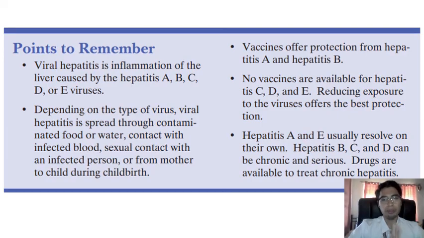Now, points to remember. Viral hepatitis is inflammation of the liver caused by the hepatitis A, B, C, D, or E viruses. Depending on the type of virus, viral hepatitis is spread through contaminated food or water, which is the A or E, contact with infected blood, which is the B, C, and D, sexual contact, B, C, and D, contact with an infected person, A, B, C, D, or E, or from mother to child during birth, B, C, D, all that, especially B.